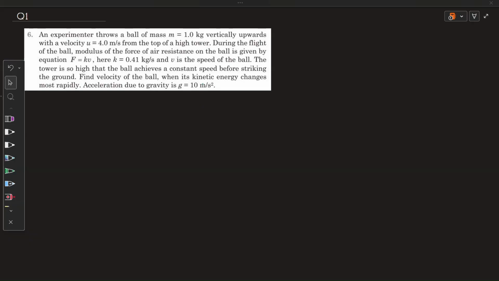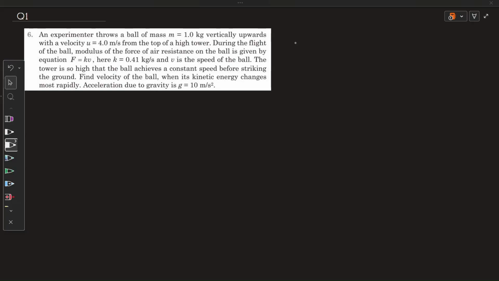Okay, the first question is: an experimenter throws a ball of mass m equal to 1 kg vertically upwards with a velocity u of 4 meters per second from the top of a high tower. During the flight of the ball, the modulus of the force of air resistance on the ball is given by the equation F is equal to kV. Here, k is 0.41 kg per second and v is the speed of the ball. The tower is so high that the ball achieves a constant speed before striking the ground. Find the velocity of the ball when its kinetic energy changes most rapidly. Acceleration due to gravity is 10.